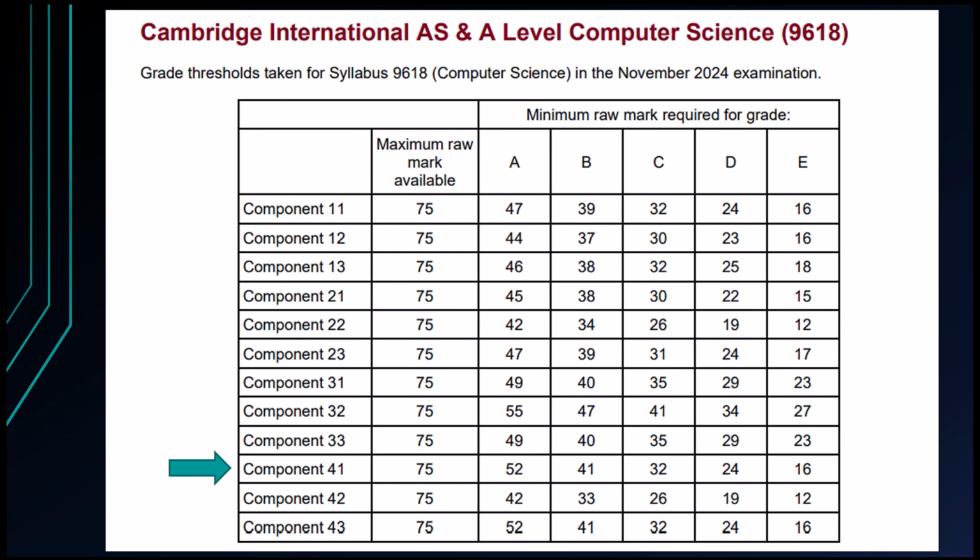Here are the grade thresholds. So we did variant 1 today. This is from the November 2024 examination, so literally just a couple months ago. And component 4.1, for an A, you need a 52 out of 75. For a B, you need 41. A C, a 32, a D, 24. But just to pass this exam, out of a total of 75 points, you need 16 points.